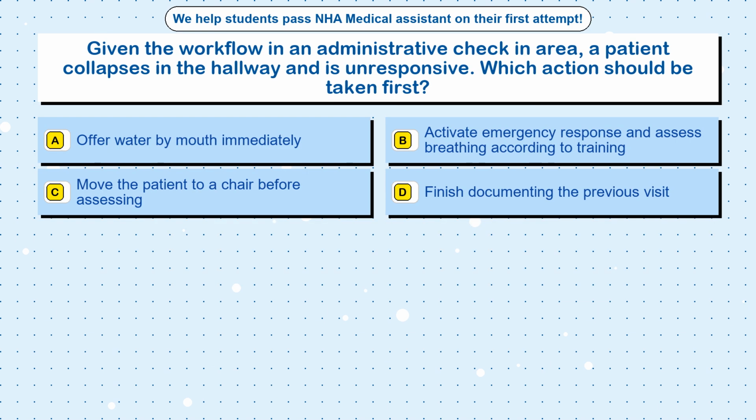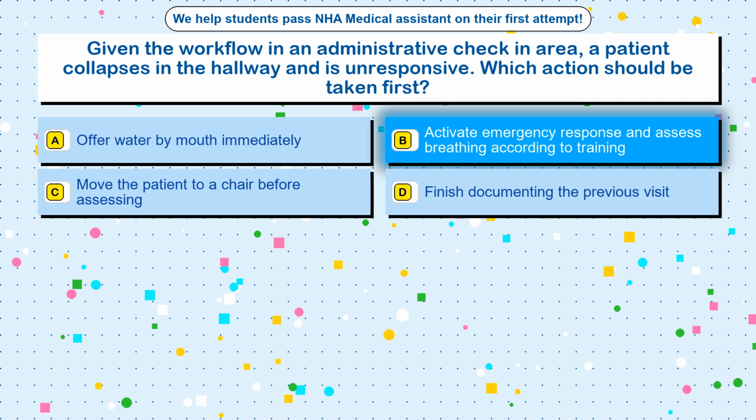Question 81. Given the workflow in an administrative check-in area, a patient collapses in the hallway and is unresponsive. Which action should be taken first? Option A, offer water by mouth immediately. Option B, activate emergency response and assess breathing according to training. Option C, move the patient to a chair before assessing. Option D, finish documenting the previous visit.